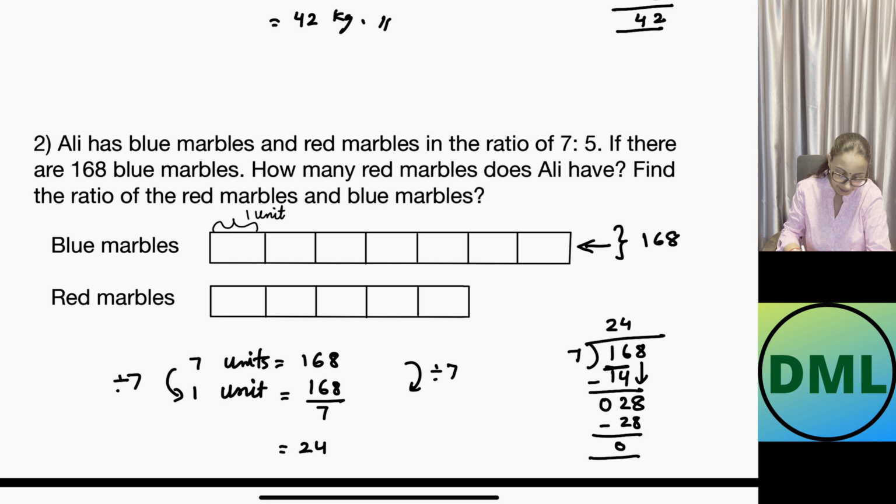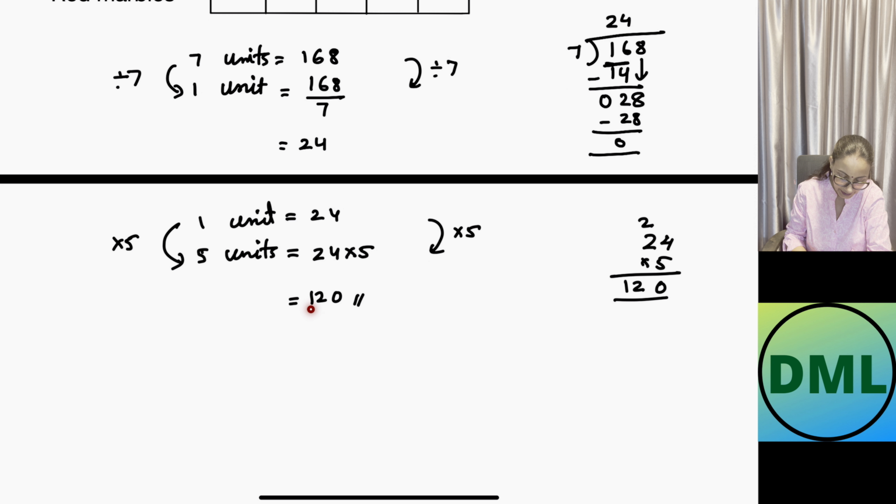The next question he is asking us, what is the ratio of red marbles and blue marbles? How many red marbles do we have? We have 120 red marbles. How many blue marbles do we have? We have 168 blue marbles. Let's find out the ratio of red marbles to blue marbles. 120 is to 168. This is your red marble and this is your blue marble. I need to cancel it out and write it in the simplest ratio form.